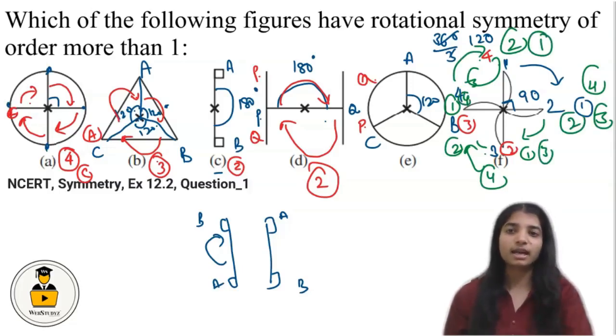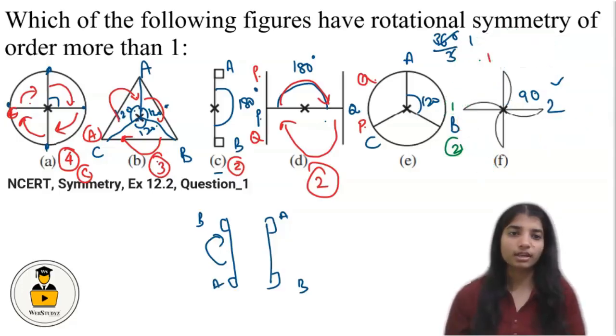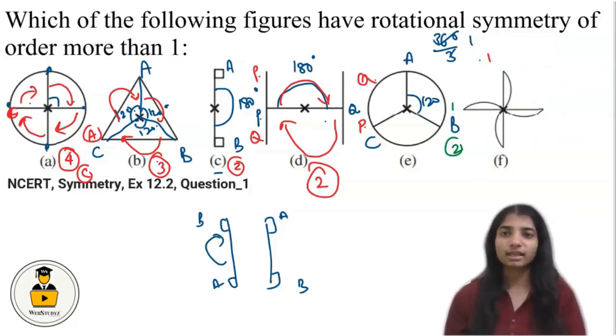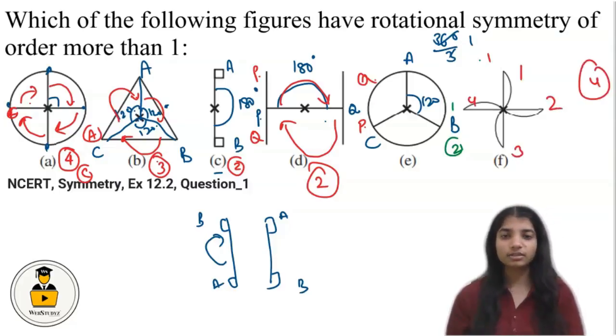So basically, this took 4 equal rounds in order to turn the figure completely. So we can say that this took 4 rounds. So the order of this is 4. So this is the answer to the given question.